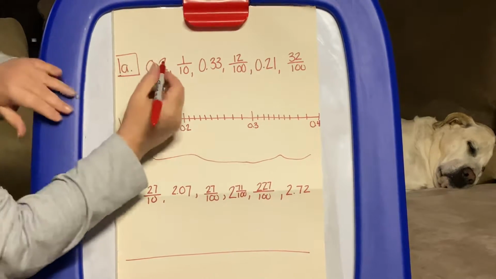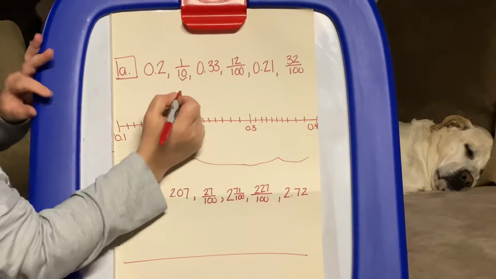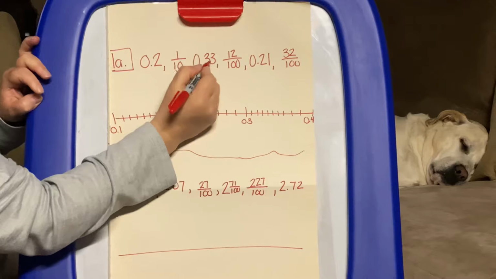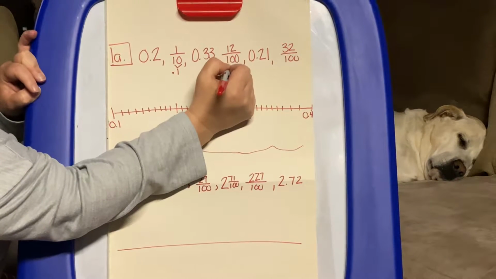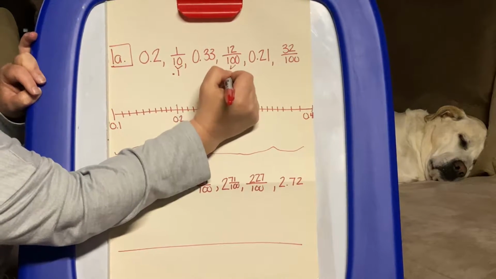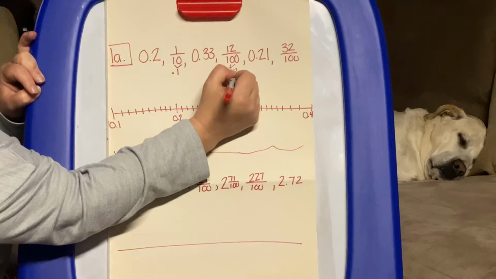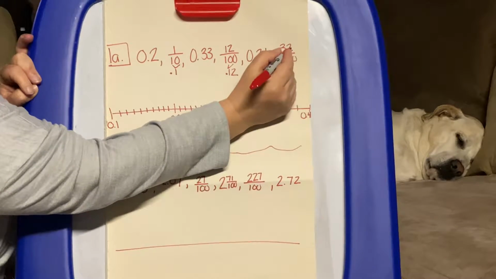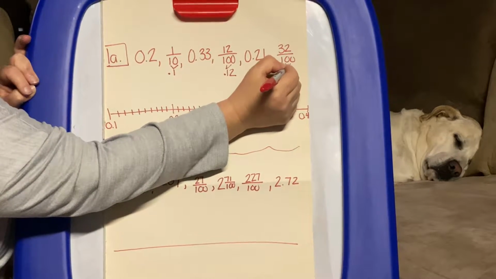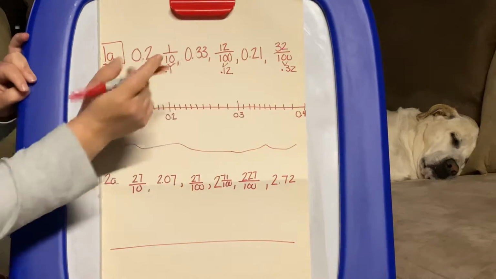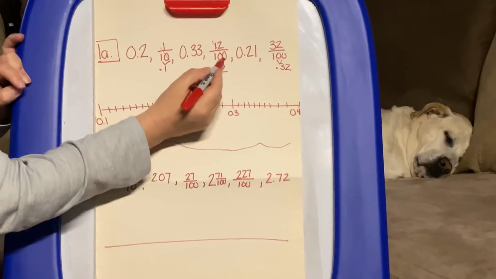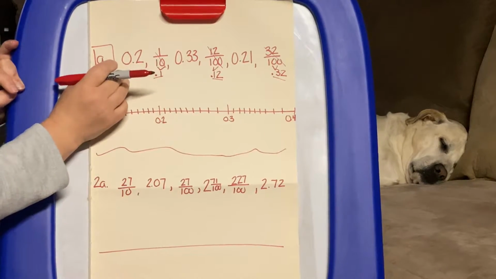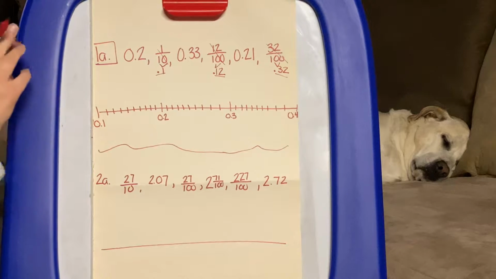So 0.2, I'm good. 1 over 10, we know that's 0.1. 0.33 is a decimal. I see 100 here, so I know that this is 0.12. 0.21 is good. I see hundredths and a 32, so I am 0.32. Now, all of my numbers are now a decimal. This little trick will make this very easy, okay?